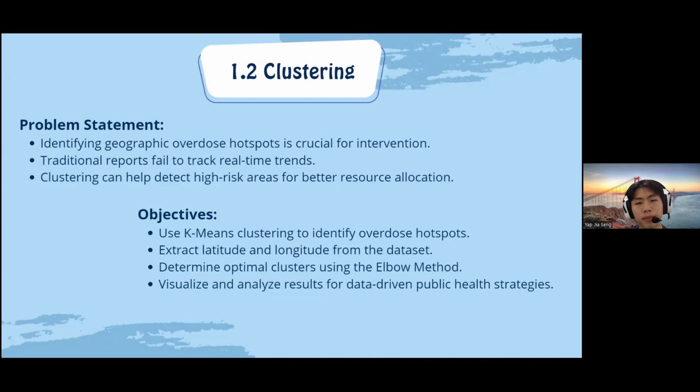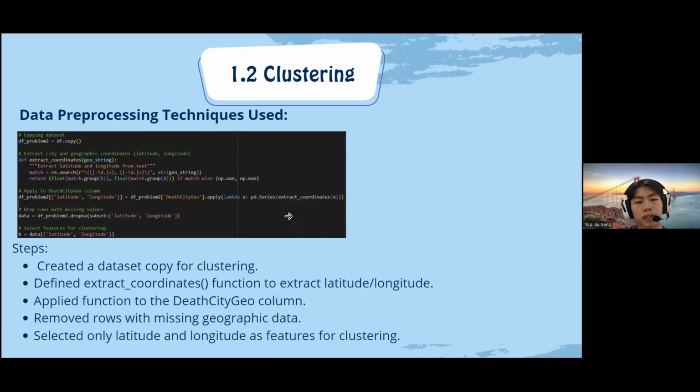Our objective is to use K-means clustering to identify the overdose hotspots and extract the latitude and longitude from the datasets, to determine the optimal clusters using the elbow method, and to visualize and analyze the results for data-driven public health strategy. This is the code used in the clustering problem. First, we also created a dataset copy for the clustering, and we define a function called extract coordinate to extract the latitude and longitude from the datasets. We apply the function to the geographic column, and we also remove the rows with missing geographic data. Lastly, we selected latitude and longitude as features for clustering.